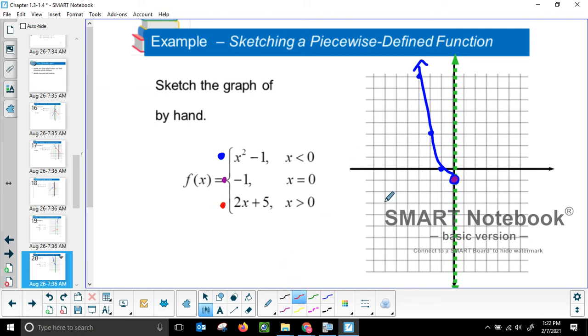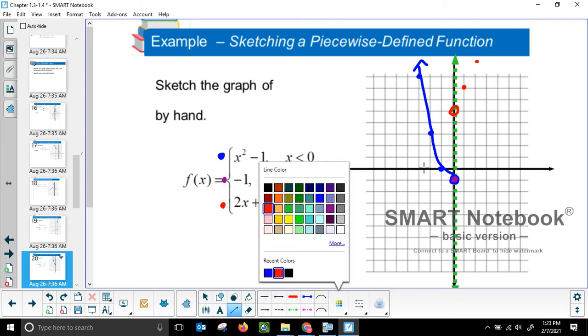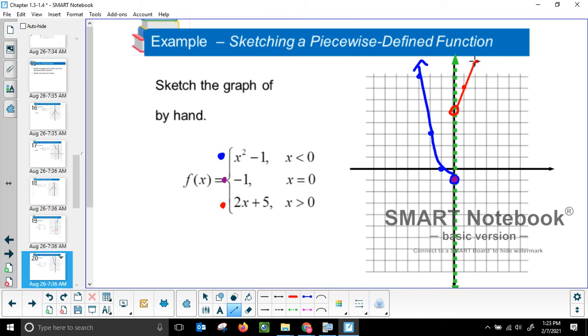And then finally, I'll do this piece. Again, if I plug in 0 here, I get 5. So the point 0, 5, but it's going to be an open circle because this is just greater than. 0, 5, open circle. Again, this is true for anything greater than 0. So if I pick 1, I would get 7. 2 would be 9, so on and so forth. I know that this is just a line. And we're done.